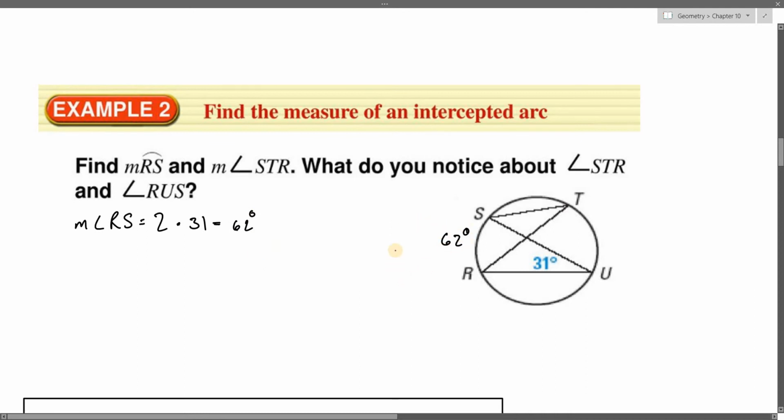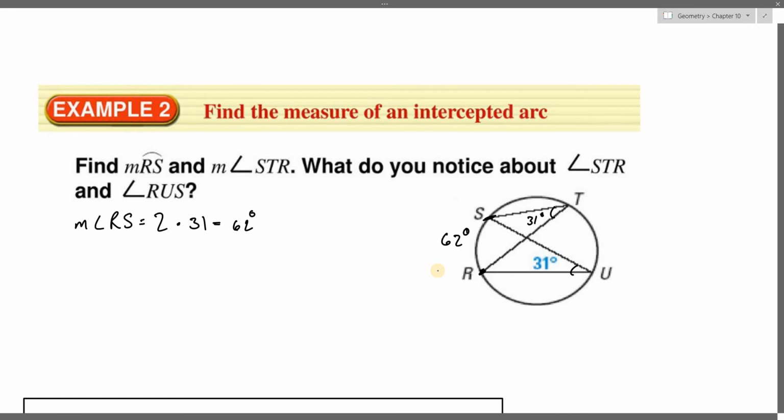Now it says, what do you notice about STR and RUS? So STR and RUS, what do you notice about those? Well, notice that this particular one touches, and that 62 is between both of those points. This angle and this angle are both 31 degrees. And so the thing you're supposed to notice about those is they both touch an intercepted arc, and they're both half of it. And so that's the main concept.